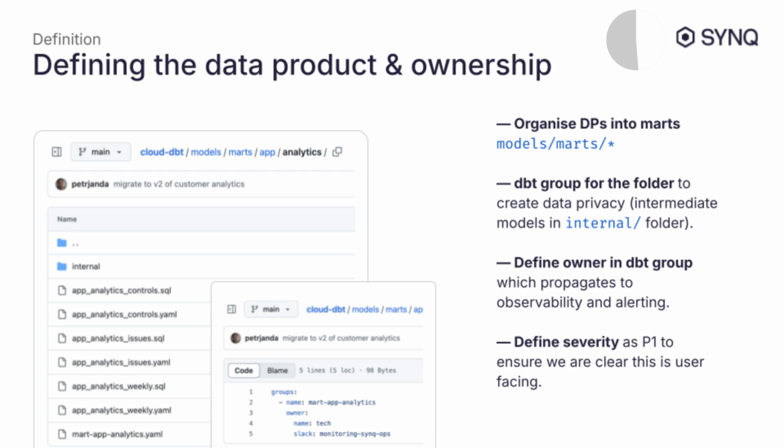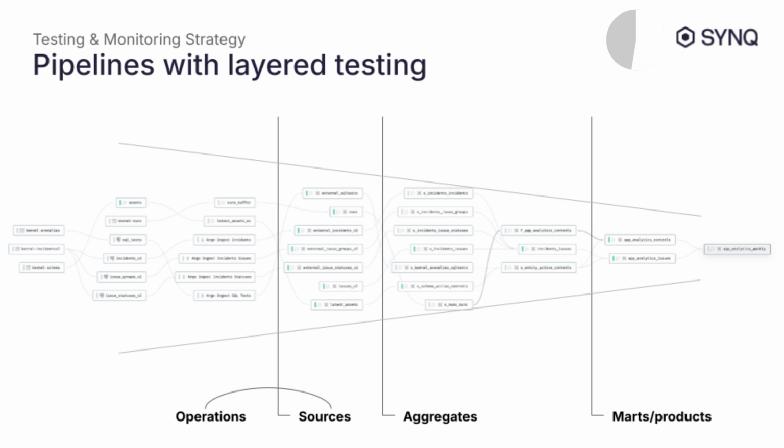We define data products in DBT by organizing them into marts, grouping models by folder for clarity, like app analytics. We assign ownership in DBT groups, linking to observability for alerting, and set severity as P1 for user-facing products to ensure clear accountability and prioritization. With data products defined, we can deploy a strategic testing strategy.